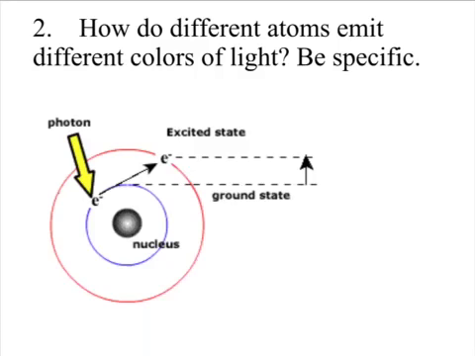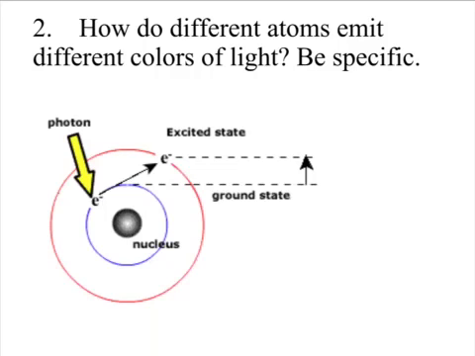Atoms emit different colors of light when their electrons absorb energy from some external source. It could be from high voltage electricity. It could be from heat generated from a Bunsen burner. It could even be from light. So anyway, what happens is that you have some external source of energy striking this electron, and it goes from its ground state, its lowest energy state, and it's going to jump up to what is known as an excited state.